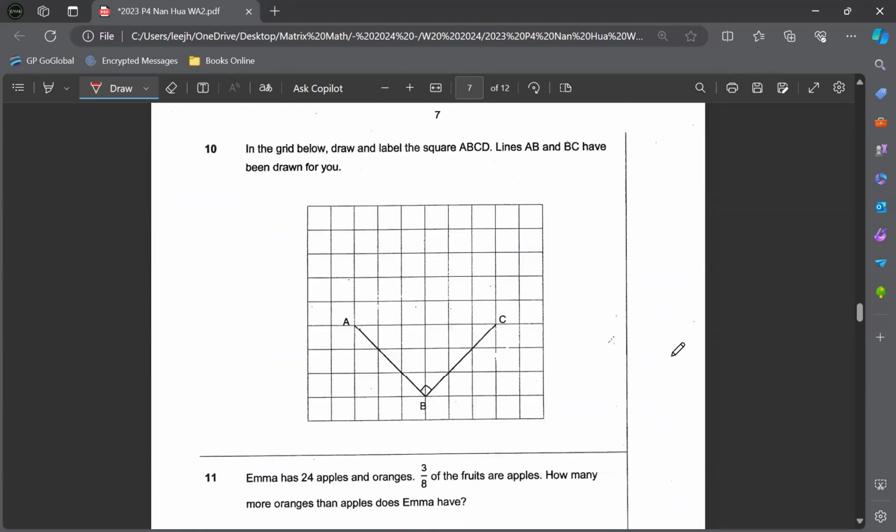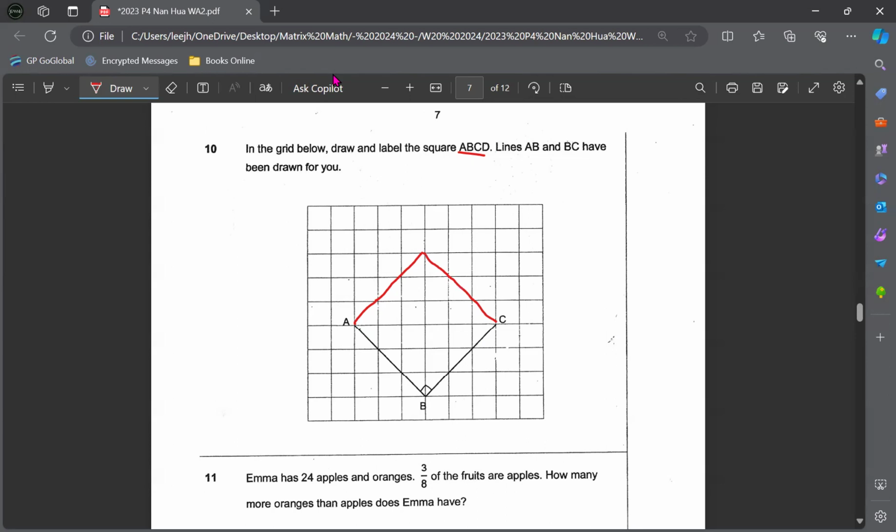In the grid below, draw and label the square ABCD. Lines AB and BC have been drawn. So we have to draw it properly. It's a square, so actually we can use a set square to make it perpendicular. I try my best. You see that over here is 1, 2, 3 lines up, so I draw 1, 2, 3. And then I'm going to join it to point C here. I'm drawing freehand, so it's not very straight, but it should look roughly like this.